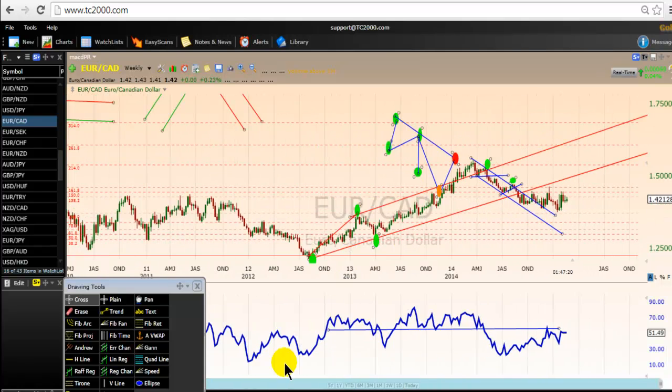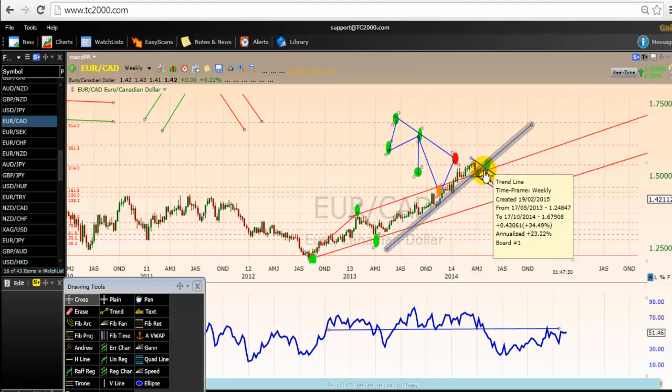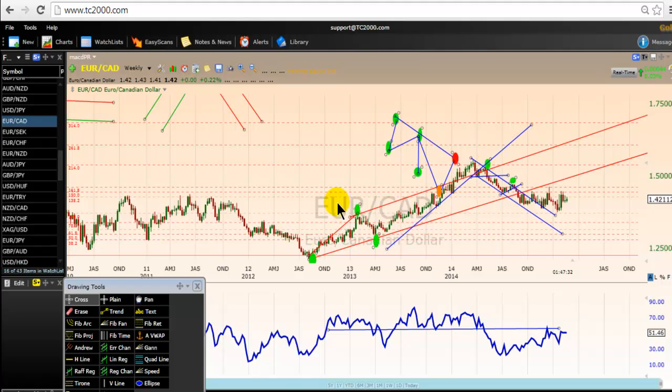In that case, what you need to do is look here. The price was going up before. Is the trend line broken? Yes, the trend line is broken. It's broken and retested here on the weekly chart.